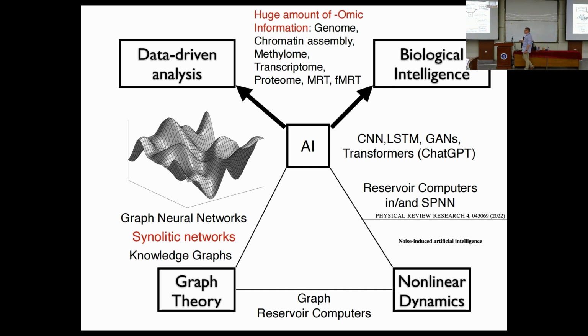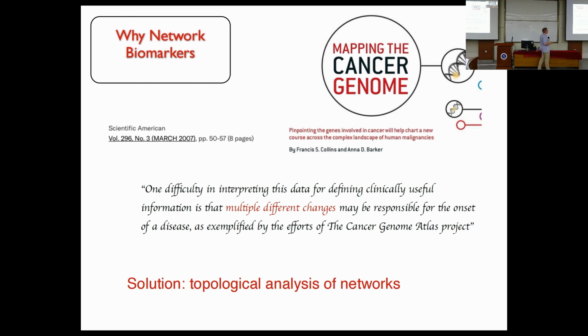Anyway, I will speak today about this link between AI and graph theory, and of course about analysis of systems represented in the form of a network. But especially I will speak about synolytic networks, or how to represent the system in the form of a network if there are no connections known a priori, so if there is no network. But first of all, why do we need to analyze network biomarkers?